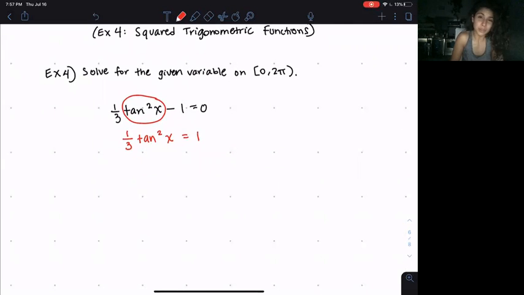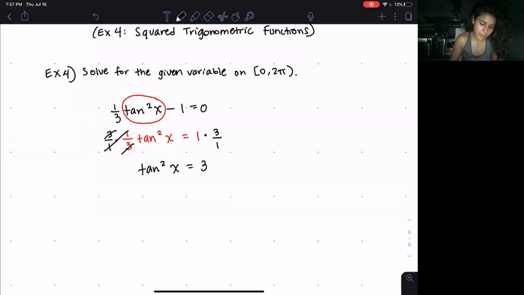Next, we have multiplication by 1/3. So I'll multiply both sides by the reciprocal of that fraction. Multiply both sides by 3/1. That'll cancel the fractions and leave me with tan squared x equals 3.